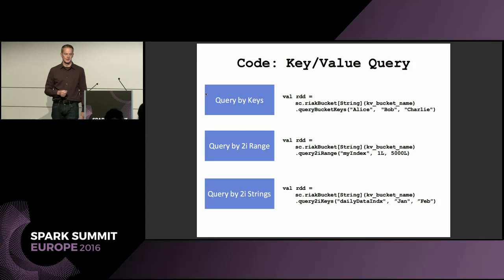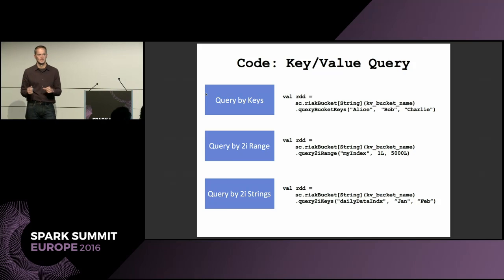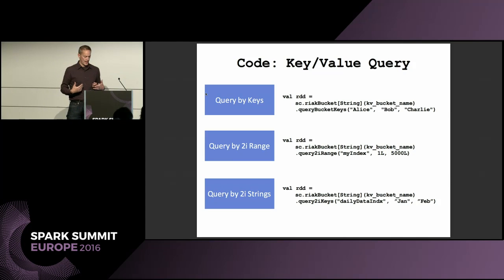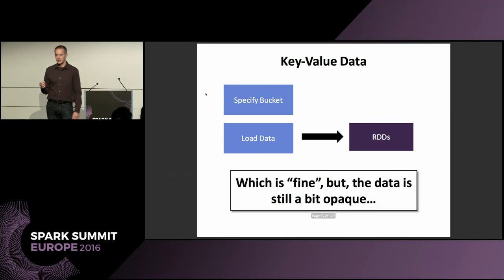You could have said, I want to do this by key, so I could specify Alice, Bob, and Charlie. I could have done it by a 2i indexed range between two numerical ranges. Or I could have said, another 2i index, give me this month and that month, right? So there's just different ways to get that data back. But once I have it back, I have RDDs and I can work with it.